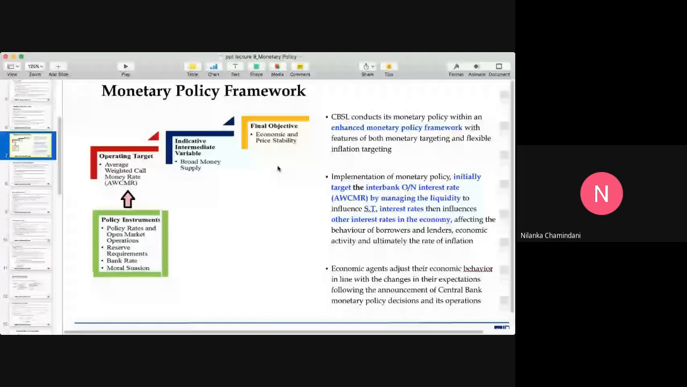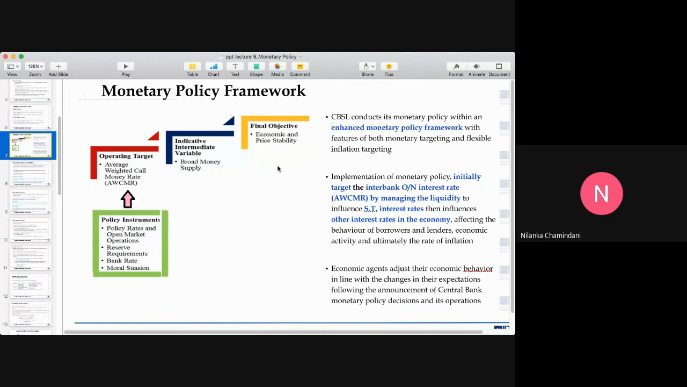At the intermediate level, we can see the broad money supply is also there. Under the monetary targeting framework, the target was basically on monetary aggregates. But here also, at the intermediate level, through the operating target, there is a target over the broad money supply as well. Initially the target is the interbank overnight interest rate, by managing liquidity to influence the short-term interest rate.